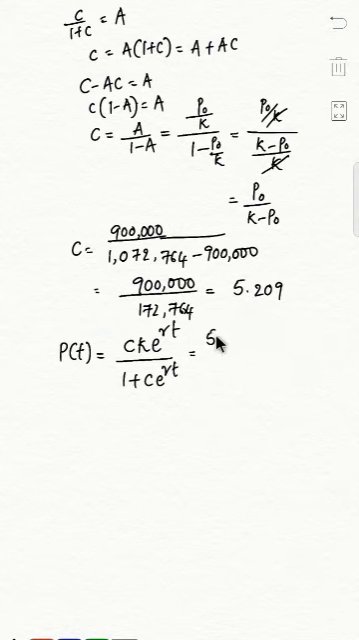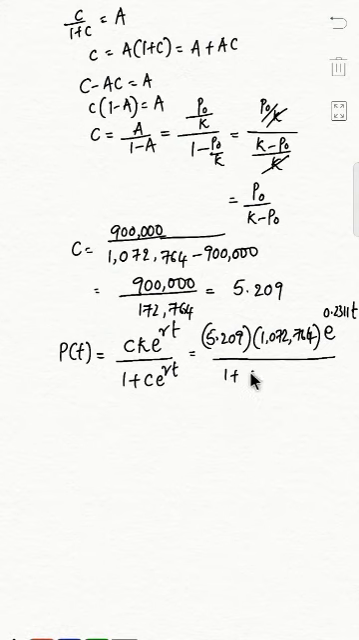C is 5.209, K is 1,072,764, e to the power of r is 0.2311 t, by 1 plus 5.209 e to the power of 0.2311 t, right? So we need to multiply these two. What does that become?